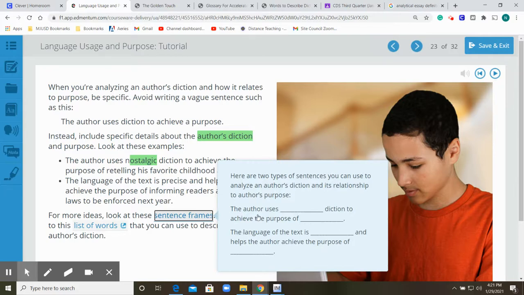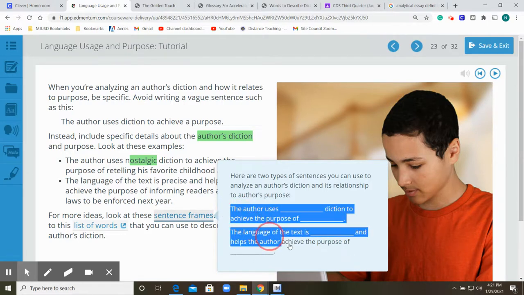I don't know why you'd use bland to entertain. That doesn't make any sense. The language of the text is precise and helps the author achieve the purpose of informing. So this is kind of the template we might use in order to talk about these items. We wouldn't say the author uses good words or good diction to achieve the purpose of telling me stuff. It's just not how we would answer that prompt.